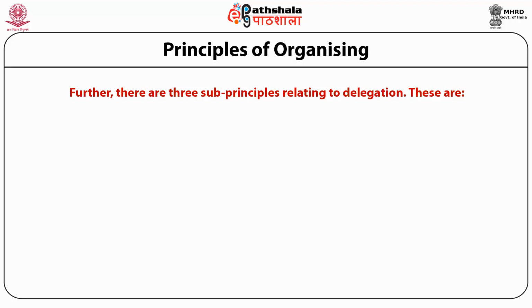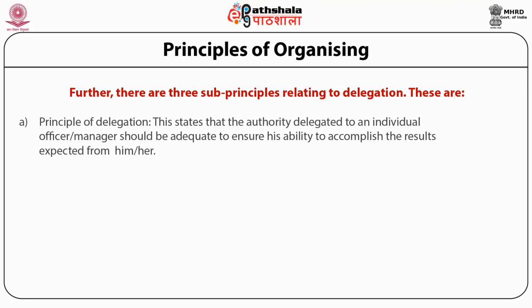Further, there are three sub-principles related to delegation. These are the principle of delegation, the principle of absoluteness of responsibility, and the authority level principle. Principle of delegation: this states that the authority delegated to an individual officer or manager should be adequate to ensure his ability to accomplish the results expected from him or her.